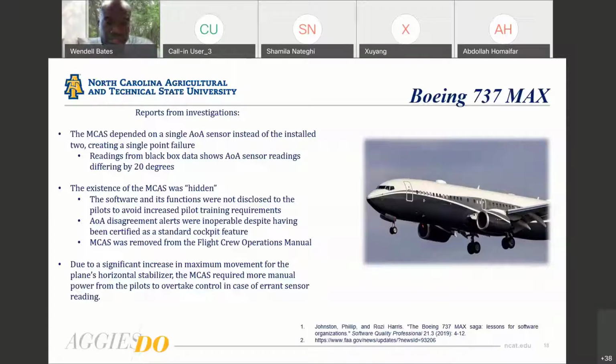Another thing to note is the significant increase in the movement of the plane's horizontal stabilizer when the MCAS was active. If you were going to override it, it required more manual power from the pilots. In the case of the MCAS reading the angle of attack sensor differing by 20 degrees, the pilot would essentially lose complete control of the airplane.